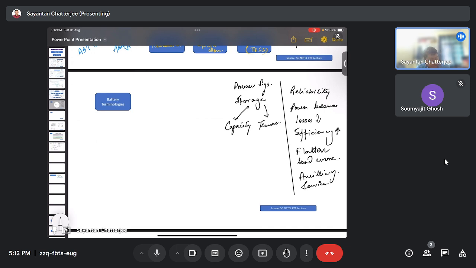So it has to be efficient, right? Also, the battery's energy density, the lifetime of the battery, and the charging and discharging rates, etc., are to be properly designed.